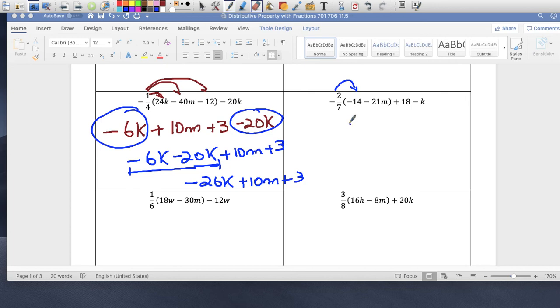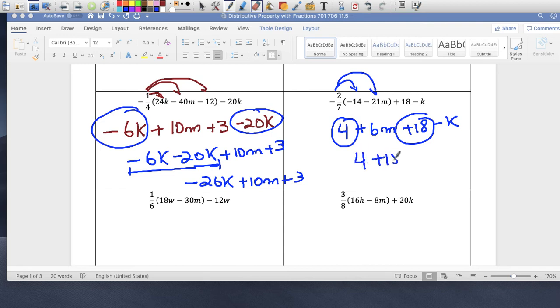Negative times a negative is a positive, and 2/7 of 14 is 4. Negative times a negative is a positive, and 2/7 of 21 is 6m. And then plus 18 minus k. Can I combine anyone? Yeah, I can combine this guy over here with this guy over here. So let's put them side by side. 14 plus 18 is 22, and then plus 6m minus k.